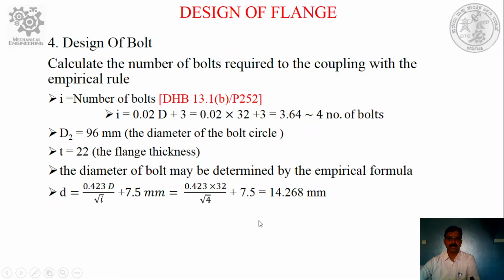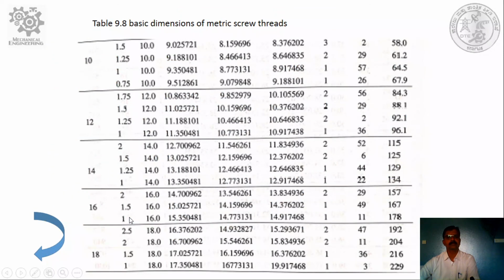You select the standard diameter from the table here. Table 9.8, from the threaded fasteners. Now we have 14 and 16. The nominal diameters are only 14 and 16 here. The next diameter after 14 is 16 only. Therefore, select the nominal diameter of the bolt as 16.